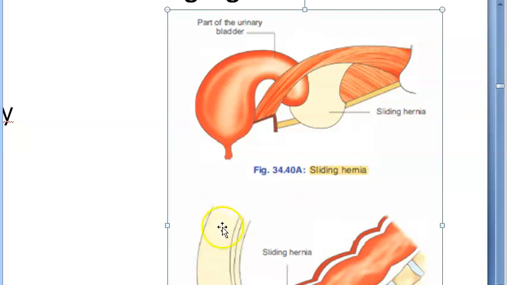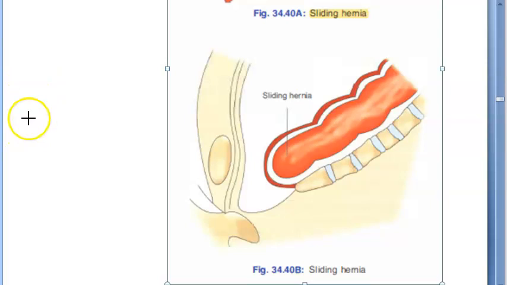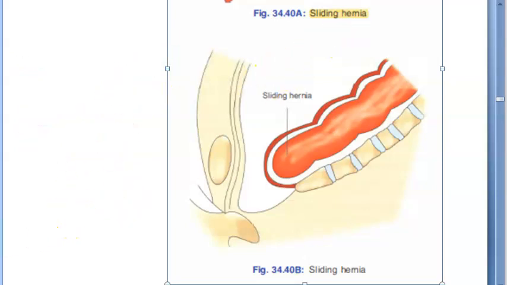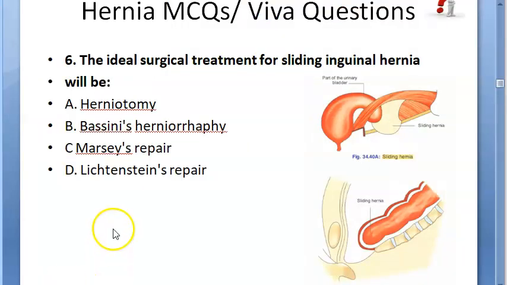The cecum on the right side and the sigmoid colon on the left side form the posterior wall of the sac. So if this hernia occurs on the right side, the cecum becomes the posterior wall, and if it occurs on the left side, the sigmoid colon becomes the posterior wall of the sac. But if appendix and cecum both are the contents of the hernial sac, it's not a sliding hernia.